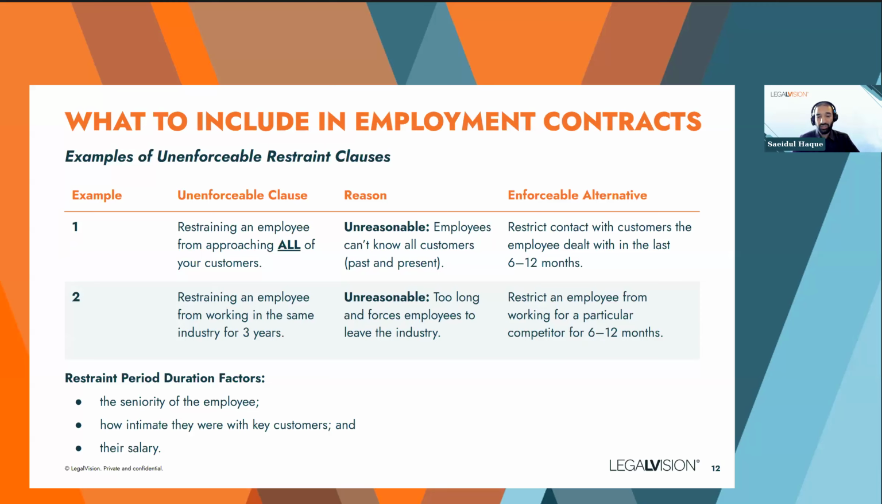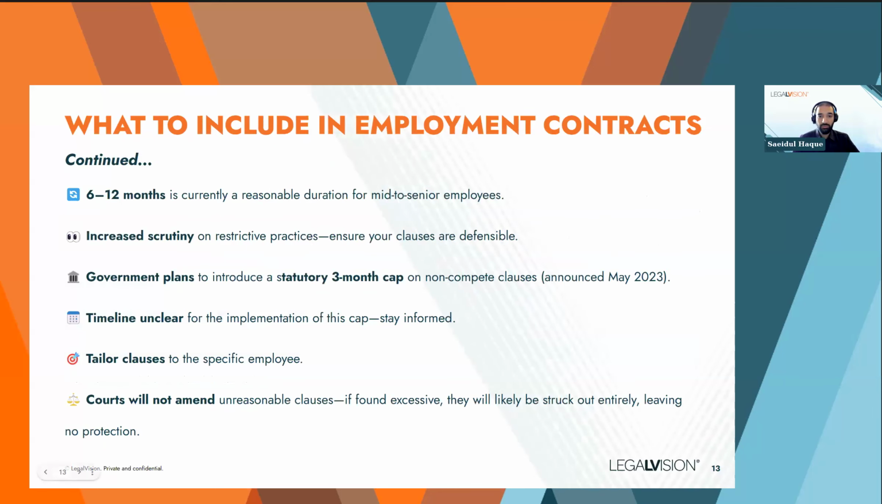This would often be considered too long, and it's also unreasonable to expect an employee to leave the industry and find a job elsewhere. What is considered a reasonable duration of the restraint period really depends on the seniority of the employee concerned, how intimate they were with key customers, and also their salary. Currently, 6 to 12 months is considered reasonable for most mid to senior level employees.